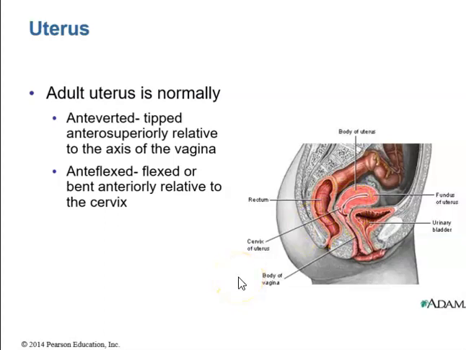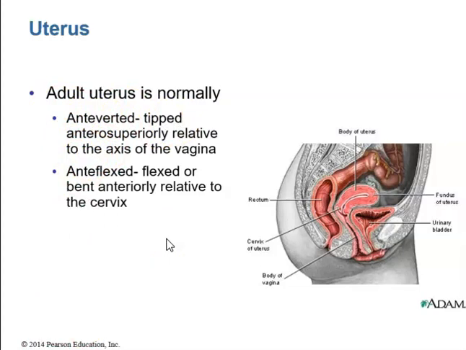So the normal position of the adult uterus is anteverted, anteflexed. You may see a question on that, so make sure you take note of the normal position of the uterus. So anteverted, this means that the uterus is tipped anterosuperiorly relative to the axis of the vagina. Notice there's a V in anteverted, so there's a V in vagina. So it's tipped relative to the axis of the vagina.